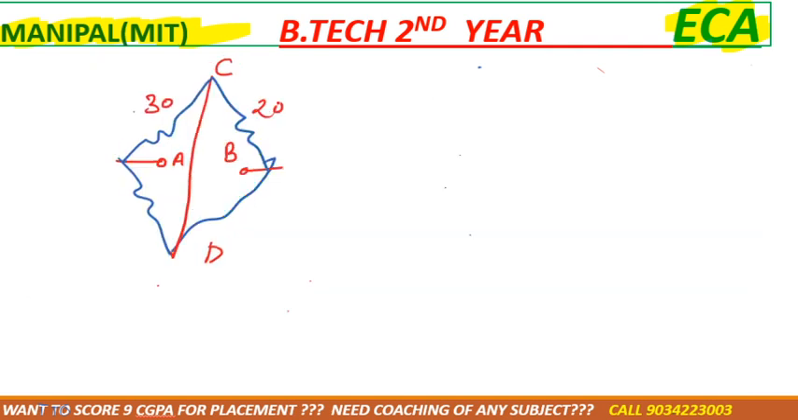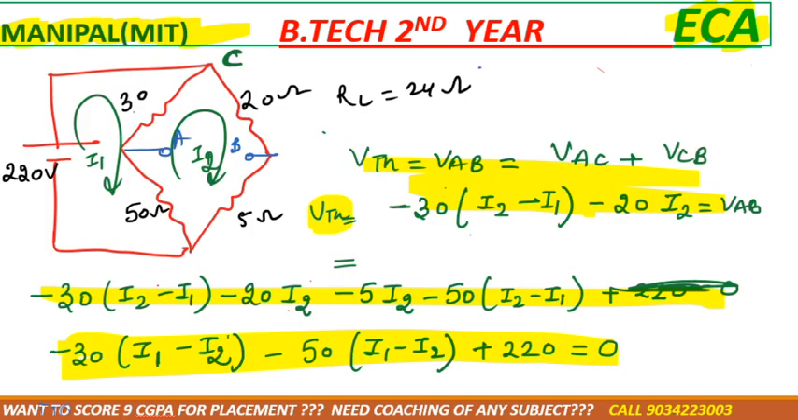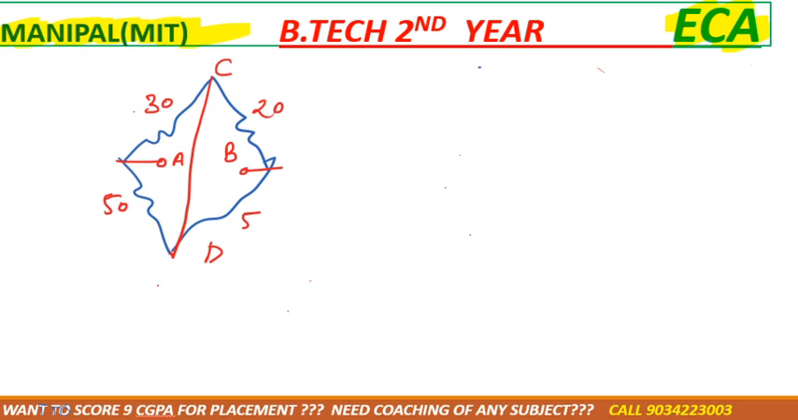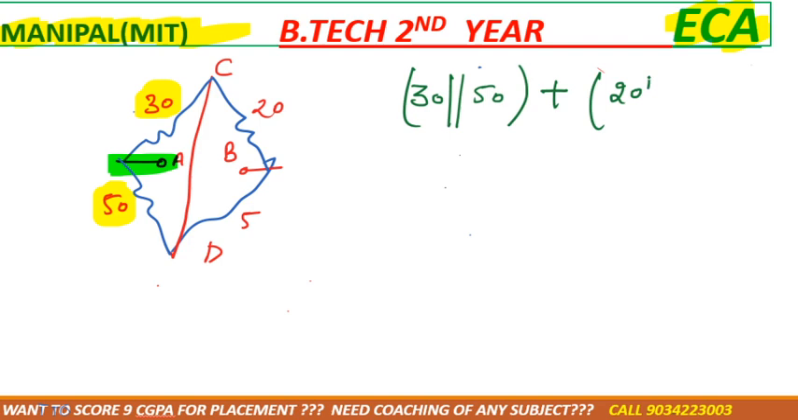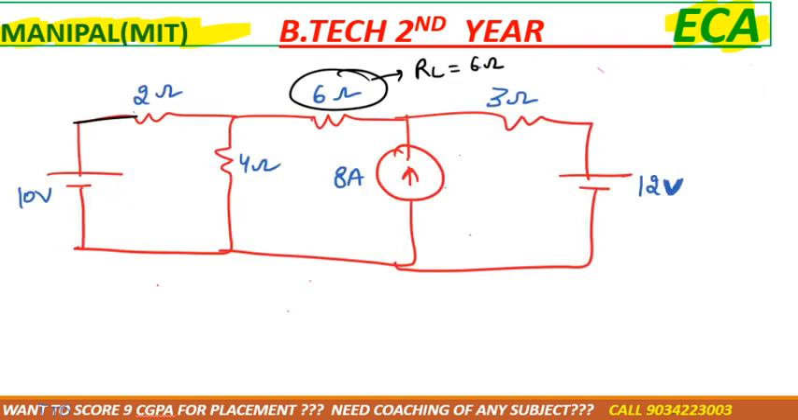Okay, so 30, 20, 50, and what is it? 5. So if I solve it, you have to move from A. Okay, you have to move from A. Now 30 and 50, they are in parallel. So 30 parallel 50 plus, if you move from B, 20 is in parallel with 5. That would be the value for RTH. Okay, in this case RL is equals to 6 ohm. Okay, now solve it.